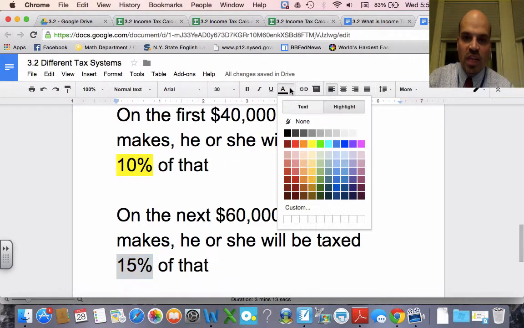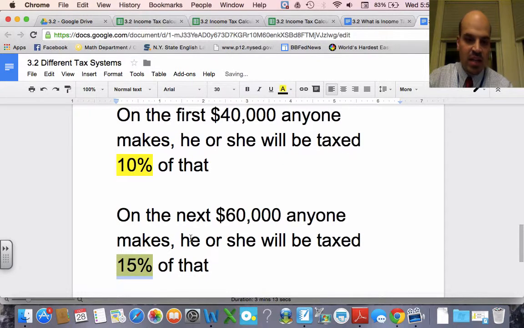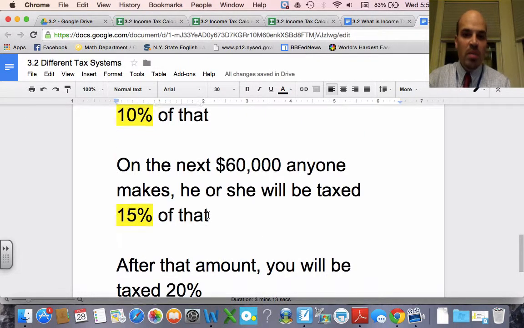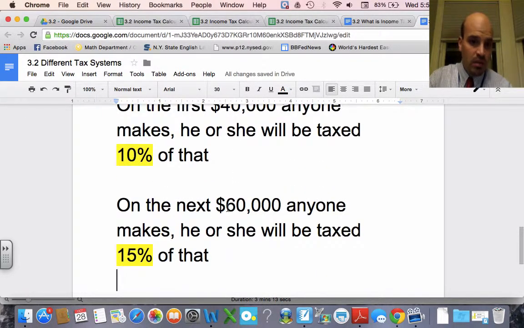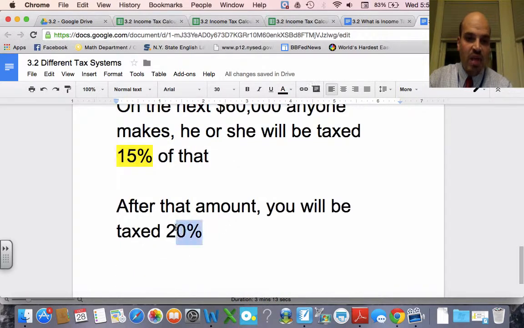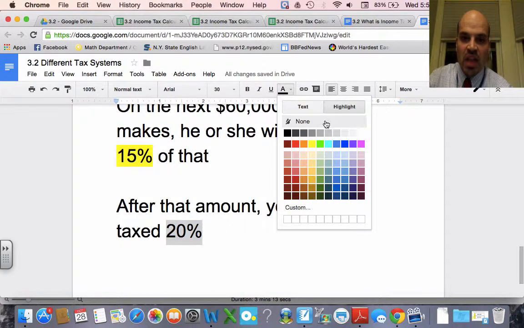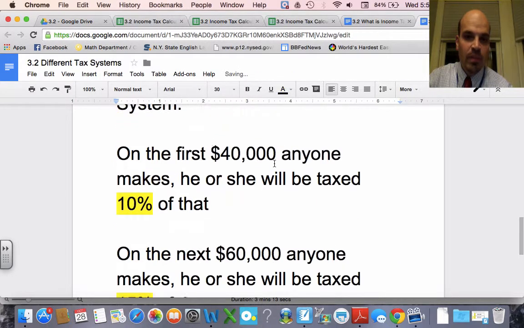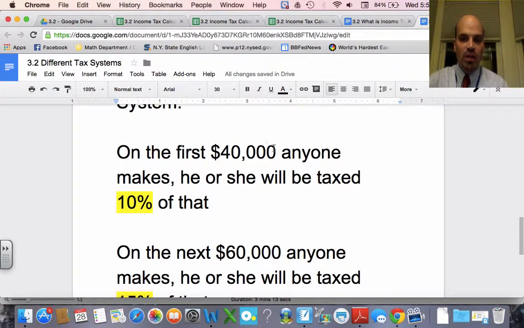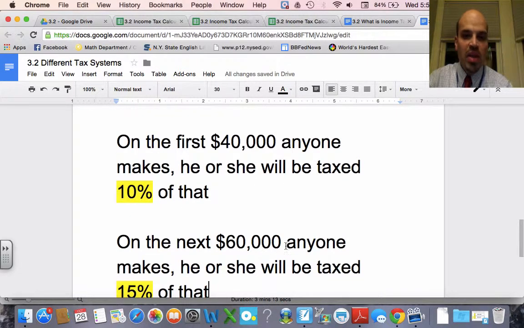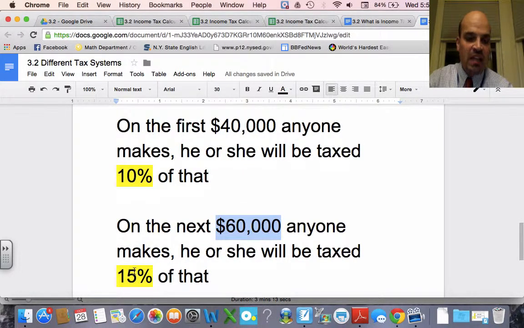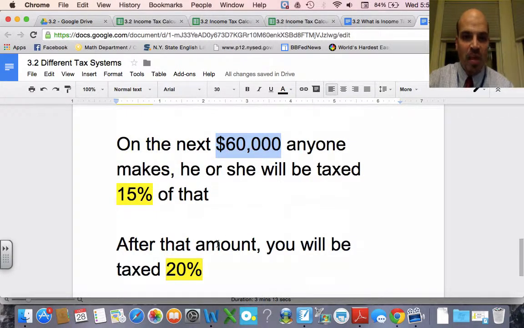Then we're going to do 15% of the next 60 grand, giving you $100,000. And after that amount, we're going to tax you 20% on anything else that you make. So on the first $40,000 anyone makes, he or she is taxed 10% of that. On the next $60,000, meaning if you made up to $100,000 total, you will be taxed 15% of the next $60,000. And after that amount, you're going to be taxed 20%.